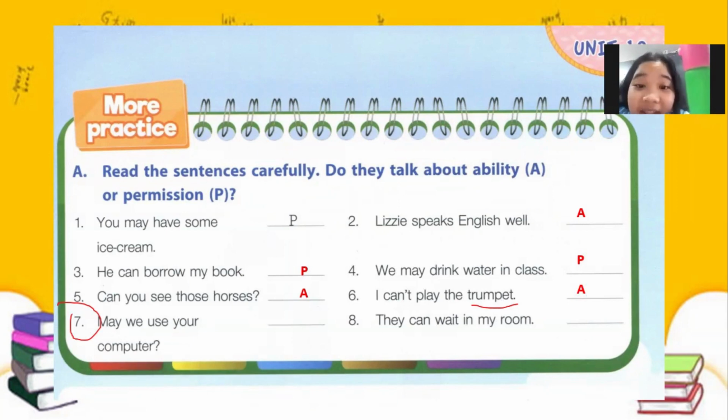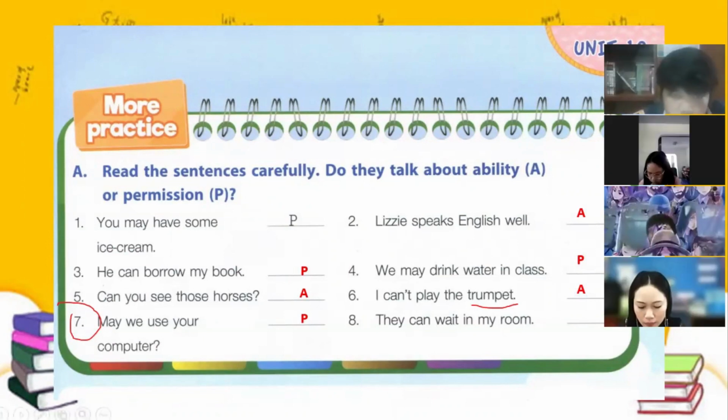P. Very good. Excellent. Why? Because the computer, you are asking for use of something. You are asking permission to use or not use. So that means P, permission. Okay, last sentence. Sentence number 8.